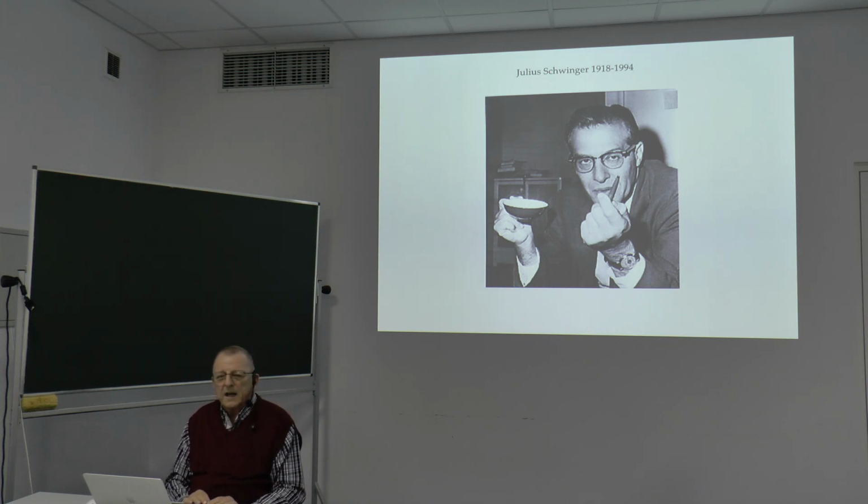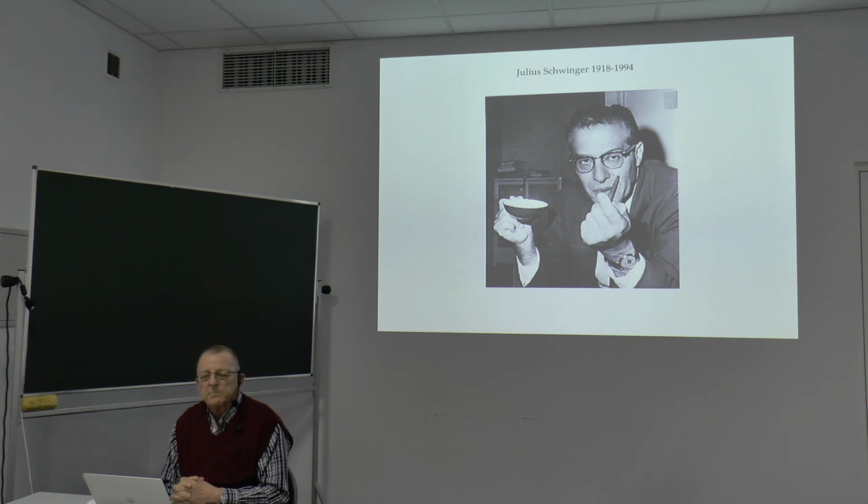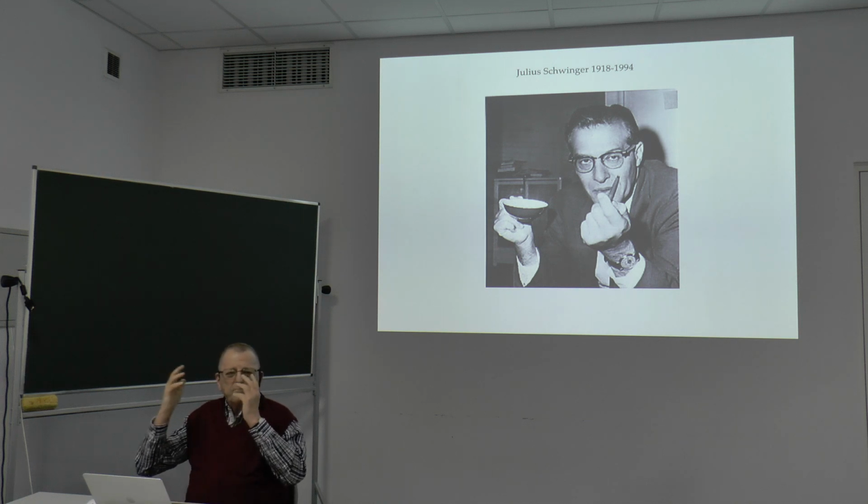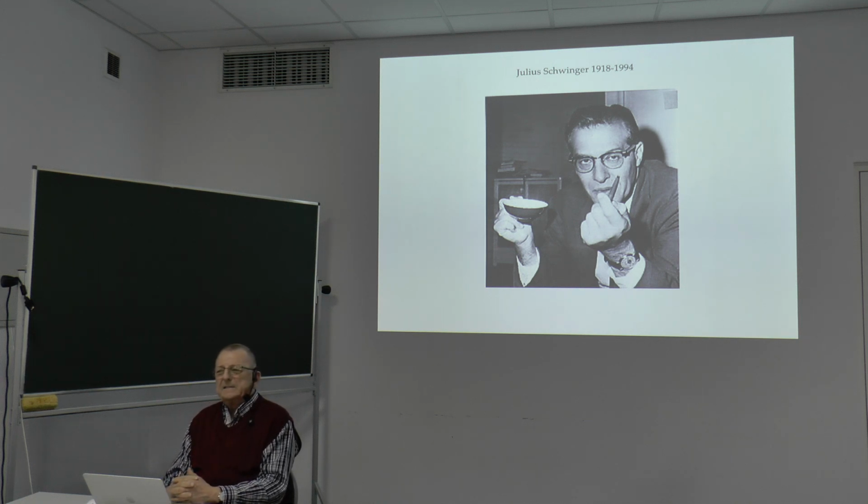So that was Tomonaga, and Schwinger was doing it. Schwinger was a very prolific scientist. He had an enormous number of students, and many of today's very top leading physicists, coming to retirement age, were Schwinger students. But he was also not really a very pleasant individual, and he ended up in a very strange way.